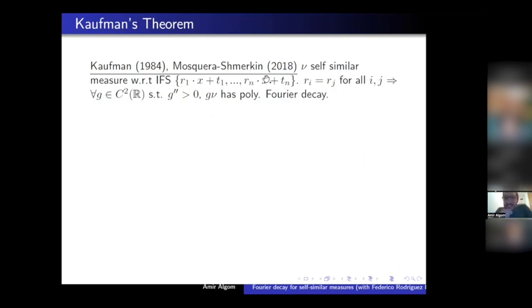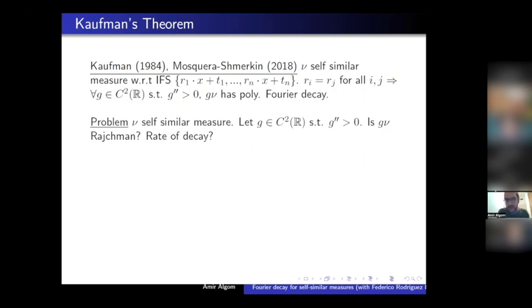So at any rate, Mukerjee–Shmerkin did this for all homogeneous IFSs. Actually, they also give some quantitative estimates on the rate of decay. And this raises a natural open problem: is this true for all sub-similar measures? So if you do a smooth change of coordinates, if you push the measure using a smooth map, is the measure Rajchman, and can you indicate a rate of decay?